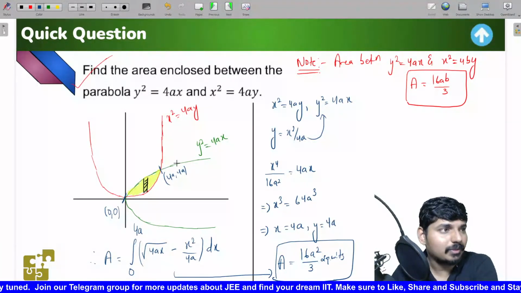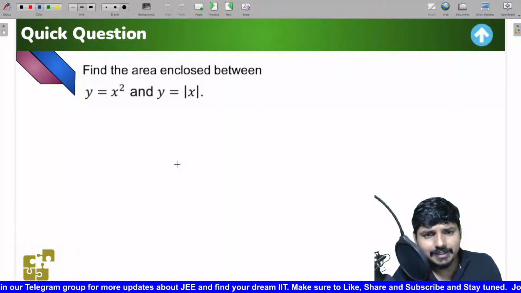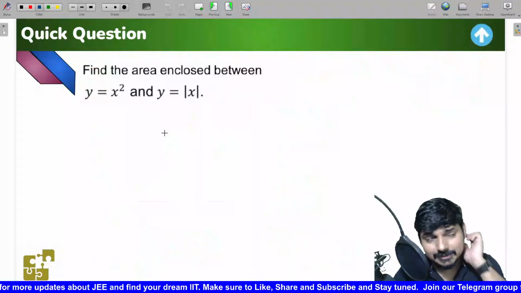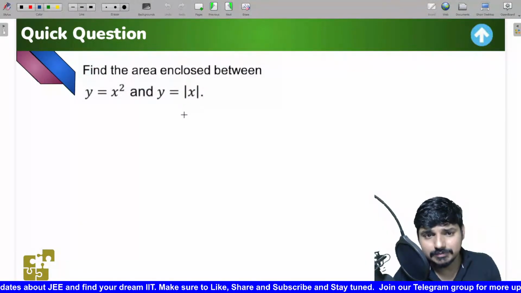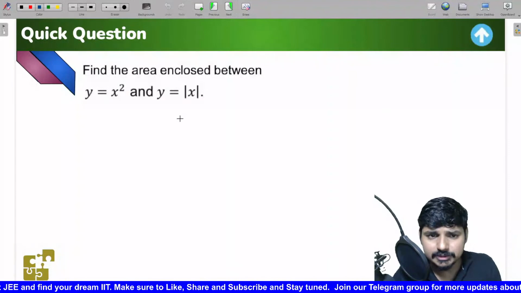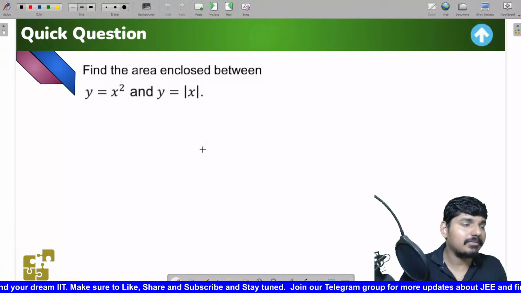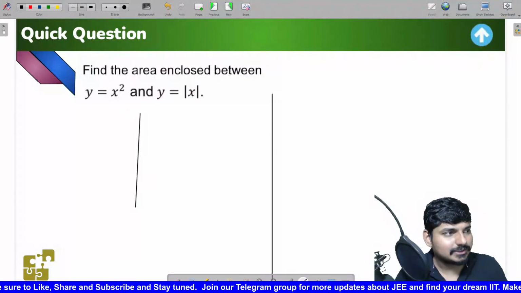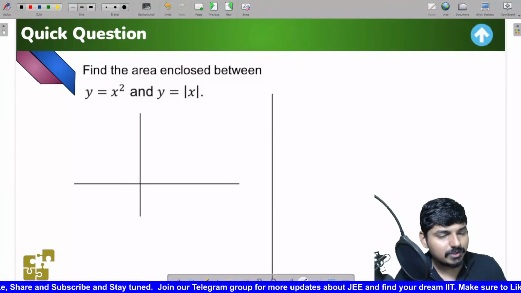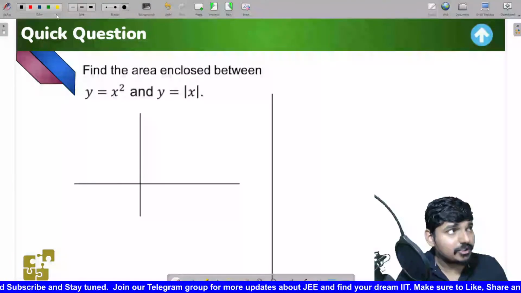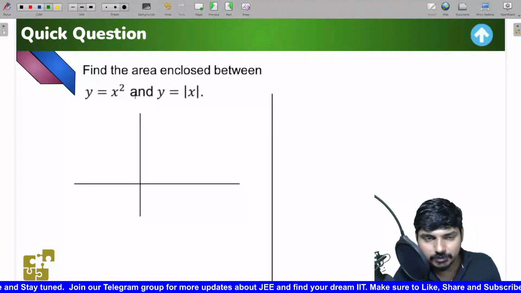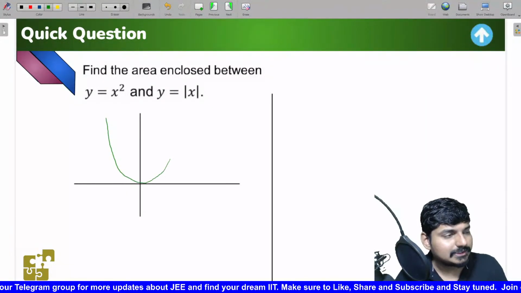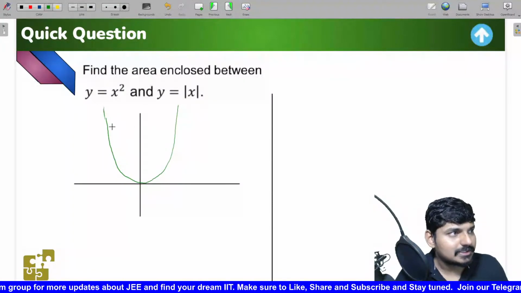Okay, now everyone, look at this particular question. Find the area that is enclosed between x square is equal to y and this particular curve y is equal to mod x. We need to find the area between these two. So how do we do this question, everyone? Very simple. Try to understand the question first. Let us say this is your y-axis and this is your x-axis. Now let me draw the graph of x square is equal to y. So this is how the graph of x square is equal to y is going to look.